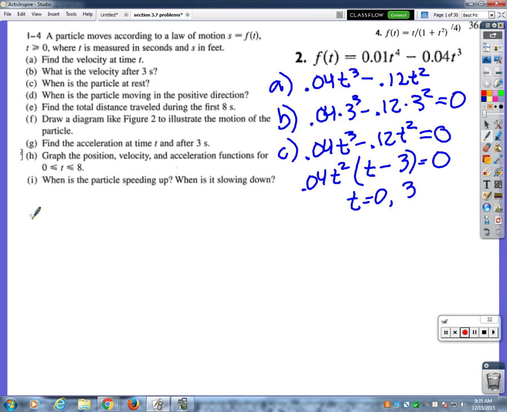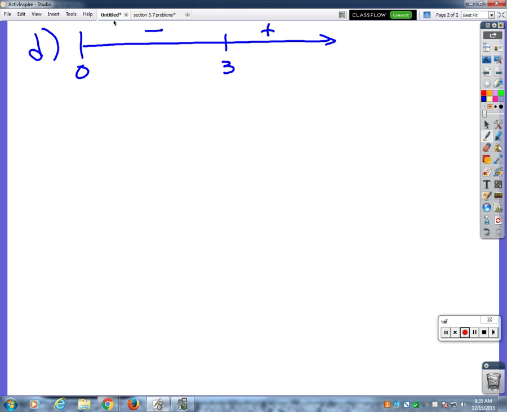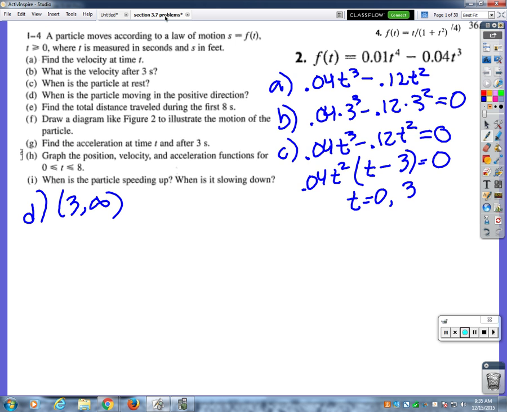So for D, it says when is the particle moving in the positive direction? So that was from 3 to infinity, right? There weren't any other zeros, so it's not going to alternate anymore. If there was another place where it equals 0, then it would. Then it would be from 3 to 7, and from 7 to infinity would be negative.